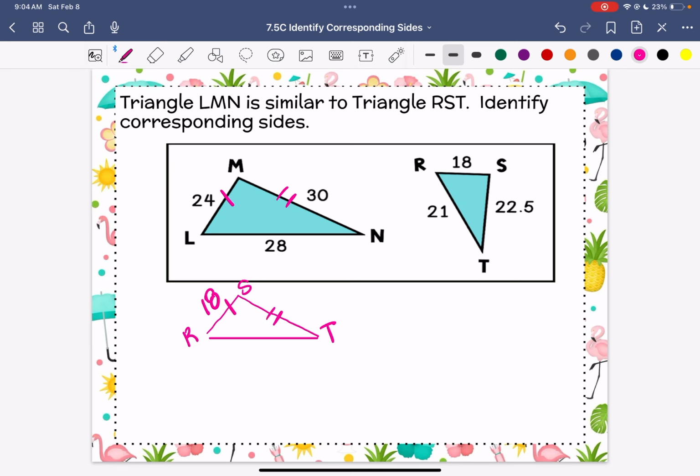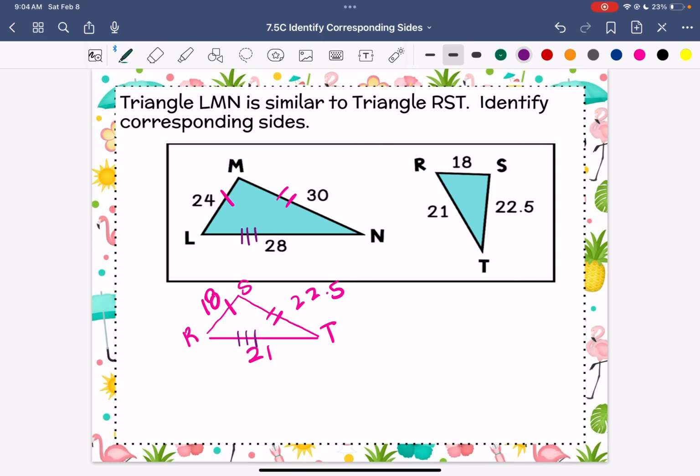It's easier to see it when they're facing the same direction. I'm not saying you have to do it that way. I just see kids do better with it. Now, the longest side of the triangle on the left side is 28, and the longest side on the small triangle is 21. But that's not how I picked it. Once they're facing the same direction, it helps me out. So these are corresponding sides.